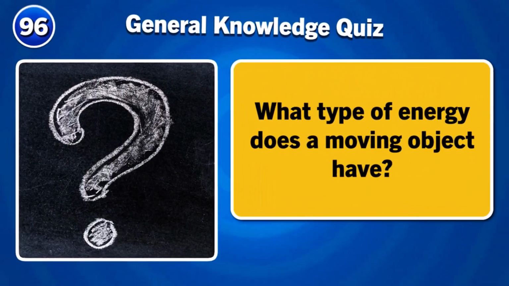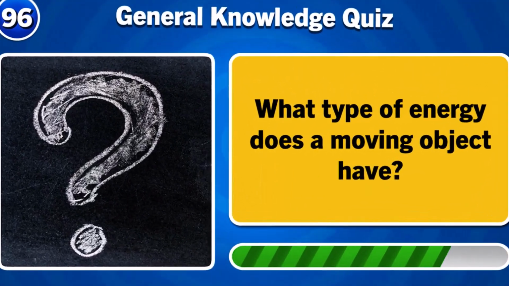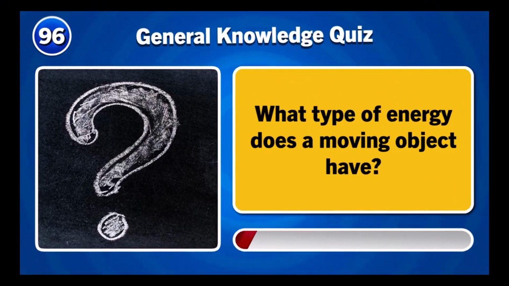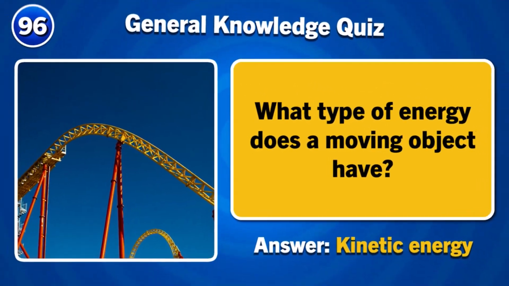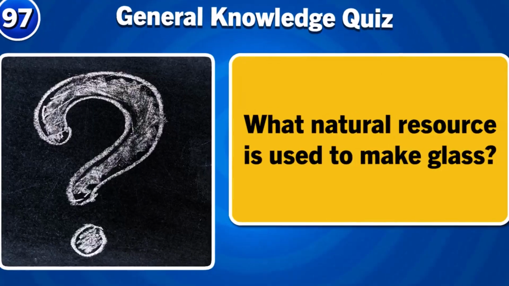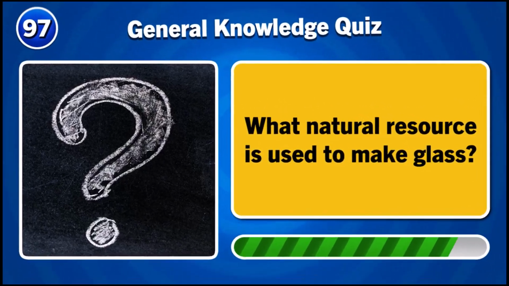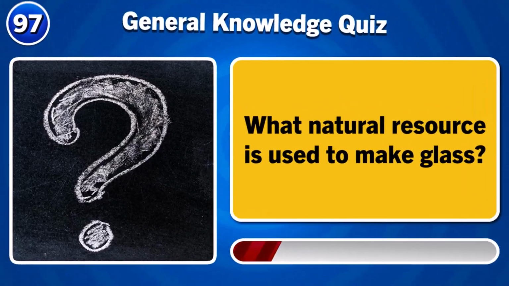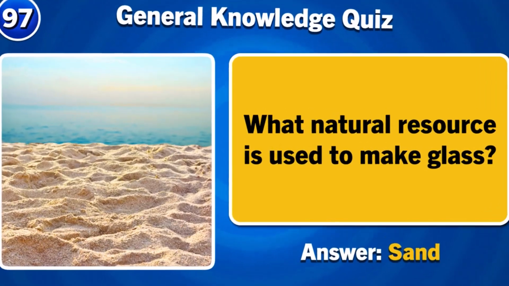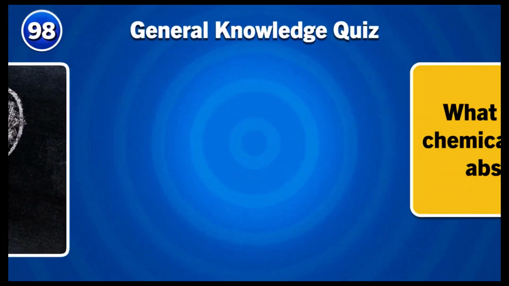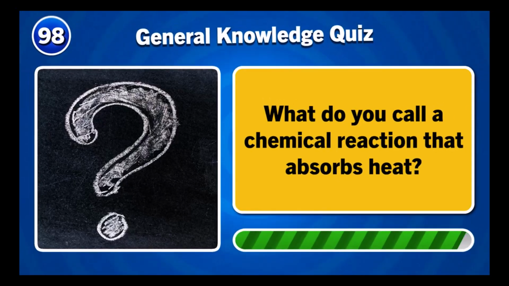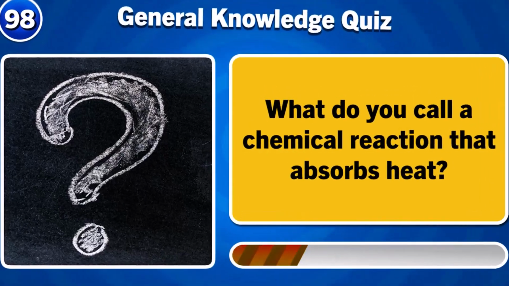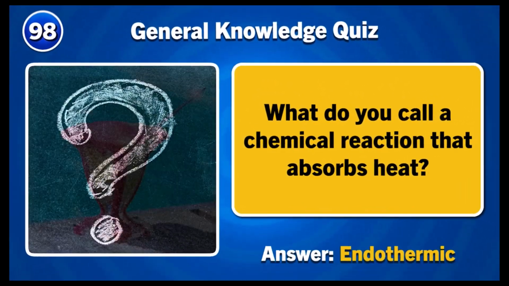What type of energy does a moving object have? Kinetic energy. What natural resource is used to make glass? Sand. What do you call a chemical reaction that absorbs heat? Endothermic.